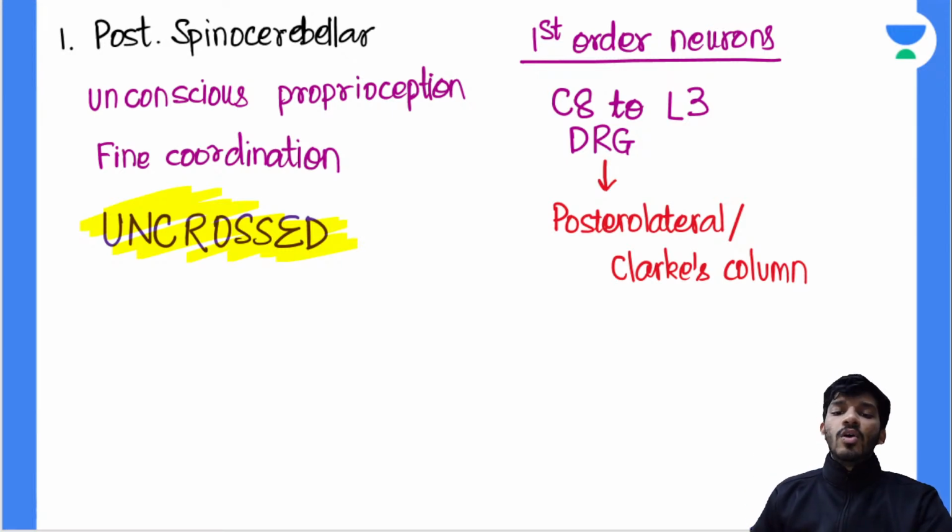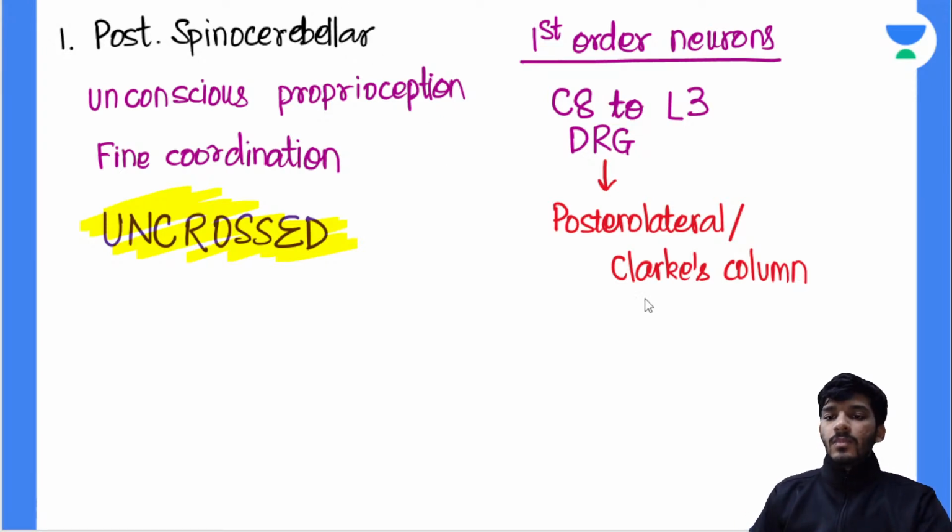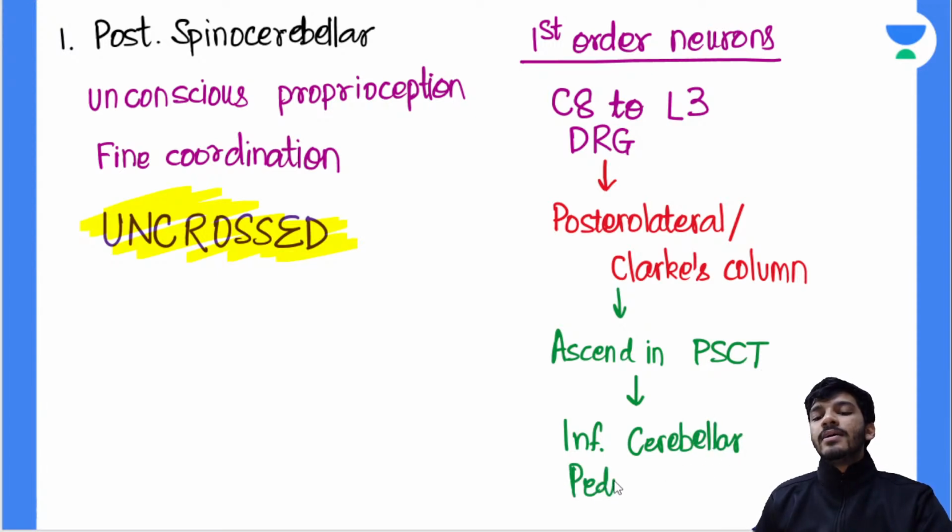Now, the second order neurons will give rise to axons that ascend in the posterior spinocerebellar tract, which is present in the lateral funiculus, the lateral region of the white matter. It is going to reach the cerebellum. After that, it is going to reach the inferior cerebellar peduncle, and through the inferior cerebellar peduncle it is going to enter the cerebellum.